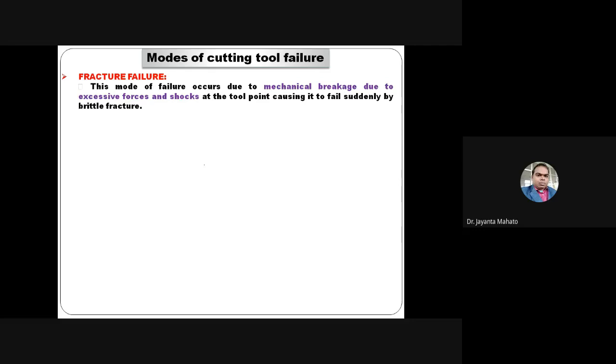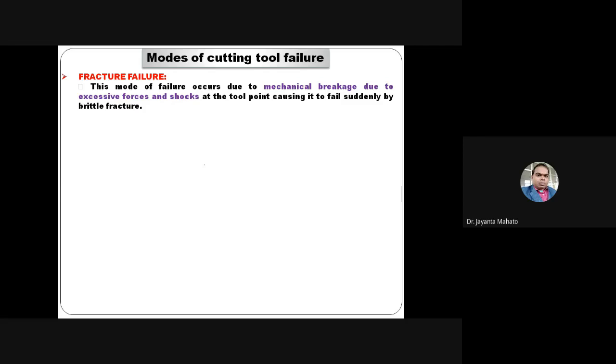The workpiece rotates in the case of turning. During the rotation there is small vibration. This vibration transforms into shocks, and these shocks transfer to the tool. So sometimes the cutting tool may break suddenly due to the excessive cutting force.